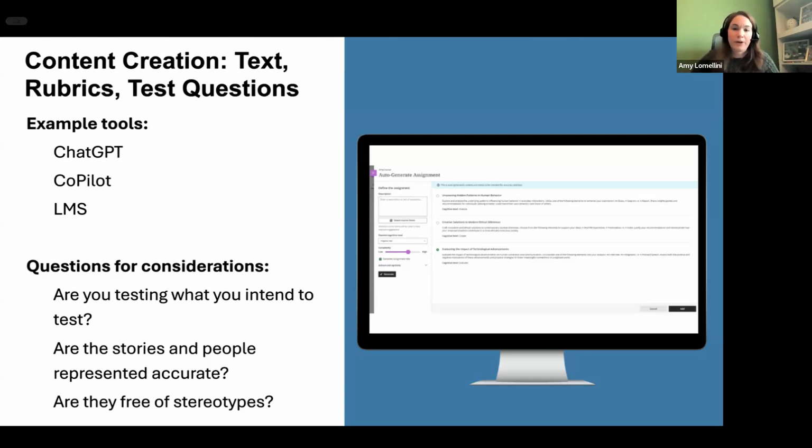We talked a little bit before about generating a case study. If you're generating a case study, are the stories and the people represented stereotypes? Or are they accurate? Are they diverse? Do they include people with disabilities? And to, I think it was Jason's point earlier, intersectionality, Kim was talking about that as well. So do they accurately represent that disability goes across all identities?